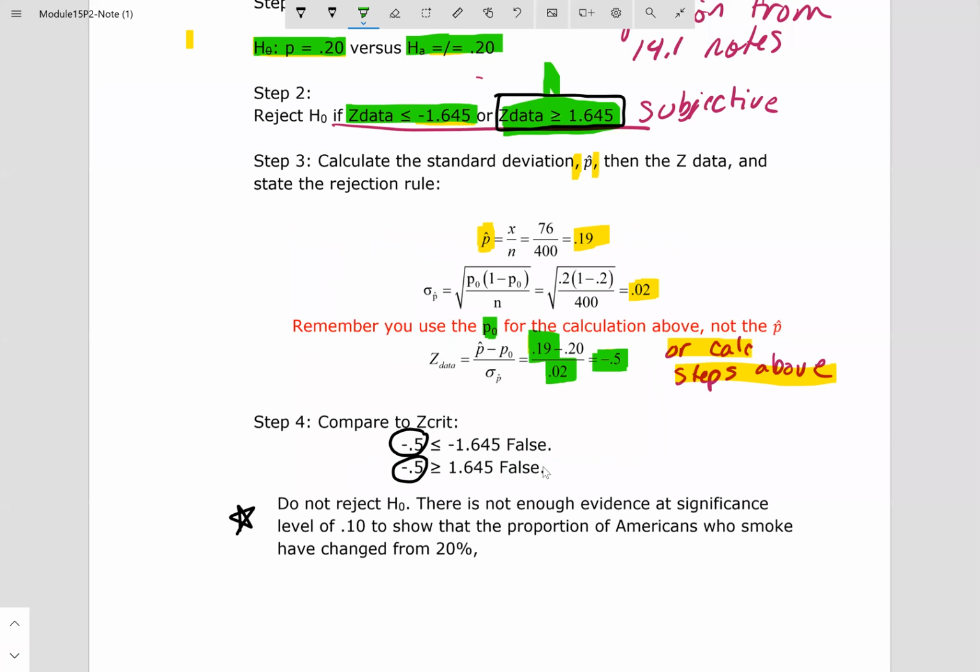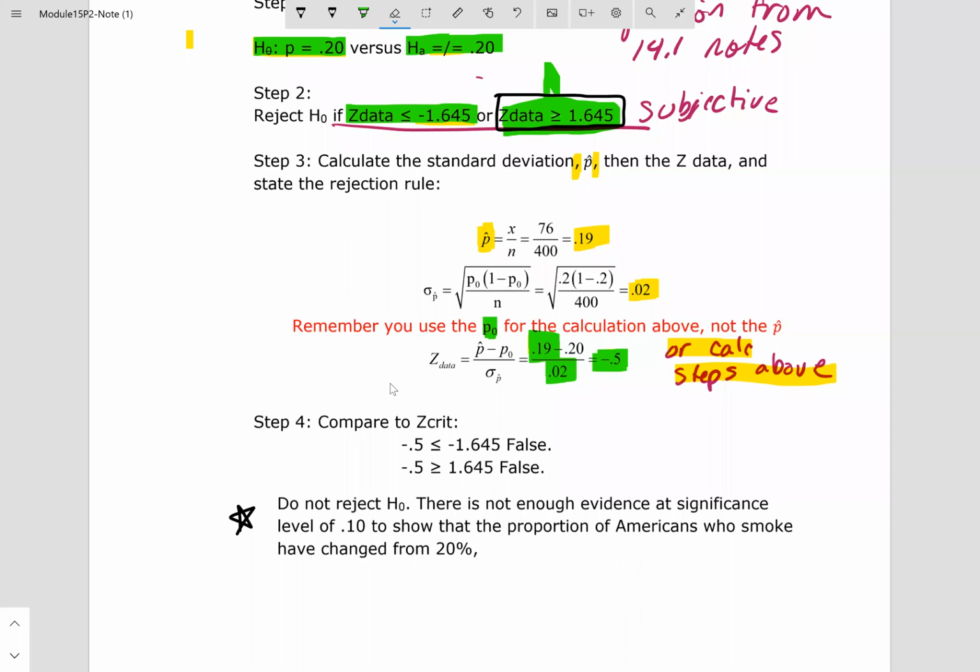So we have two numbers we are looking at. We are looking at that negative and positive 1.645, and we are comparing it to our negative 0.5, and we are trying to decide if it is greater than or less than. So let me erase this here. I circled it. Is negative 0.5 less than or equal to negative 1.645?